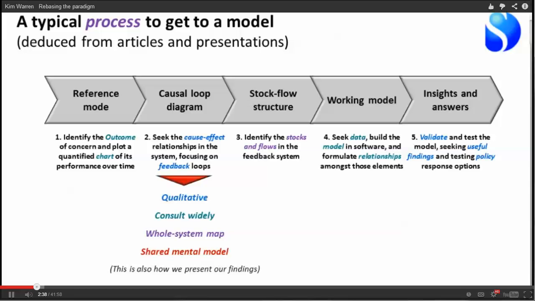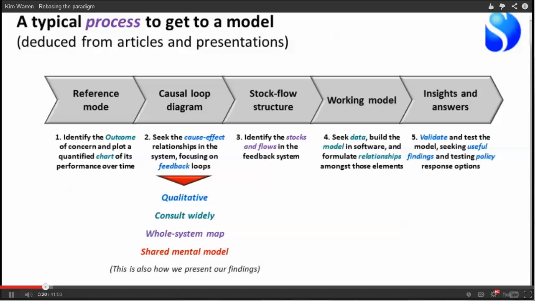Now, this step in the process, at least as it appears from the articles that are published and from the presentations that are given about the method, appears to be qualitative. It's done by wide consultation with stakeholders involved in the issue, and it attempts to map the whole of the domain of the system of concern. So we're trying to get the whole picture on the board. And where we end up is with what's known as a shared mental model. This is the collective view of everybody involved as to what the structure of this thing looks like.